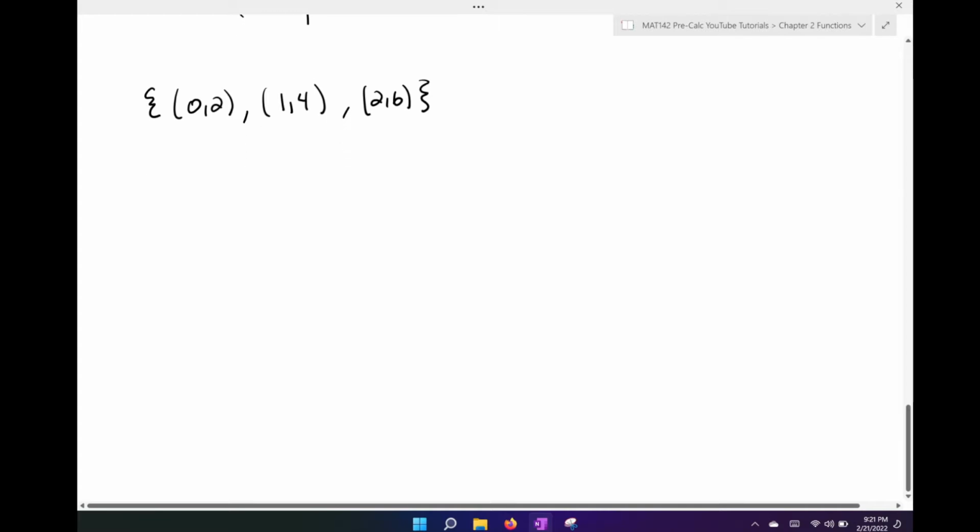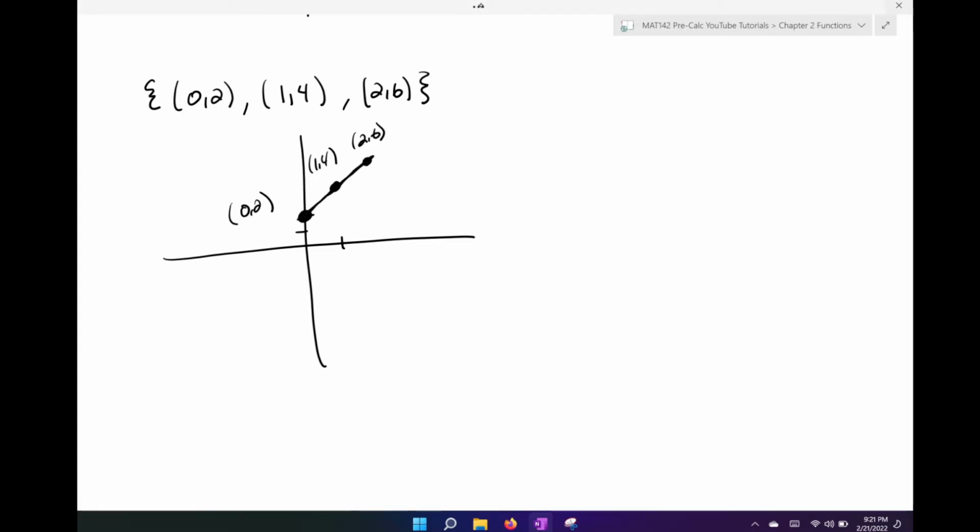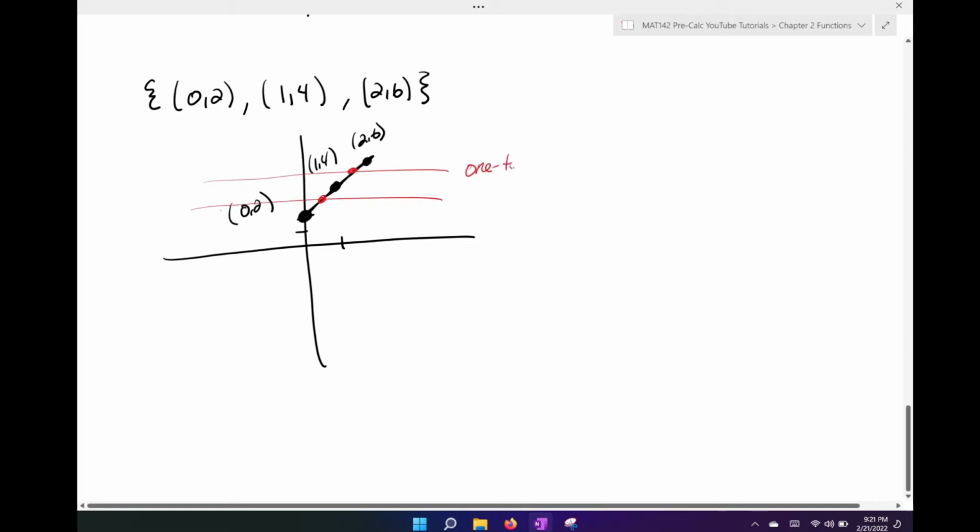Okay? Now, if I plot these points, I get 0, 2, which is right here. 1, 4, which is like up here. And then 2, 6, which is all the way up here. Now, if I connect these dots and I do my horizontal line test, no matter where I hit it, I only hit once. So this is 1 to 1.